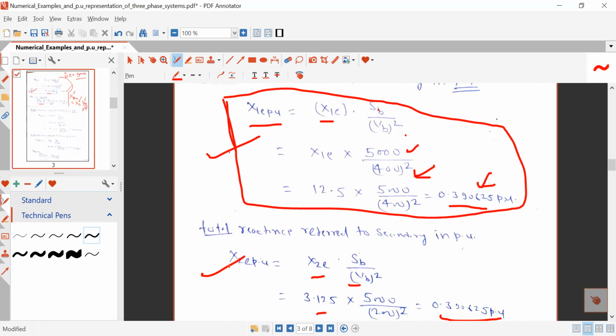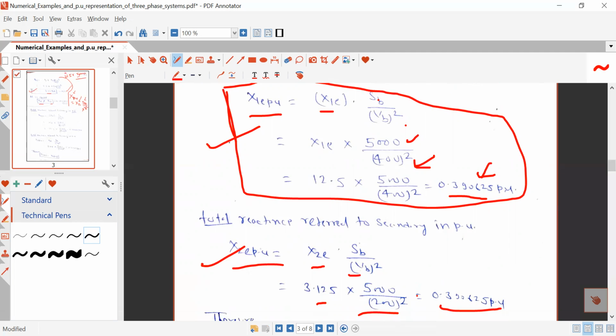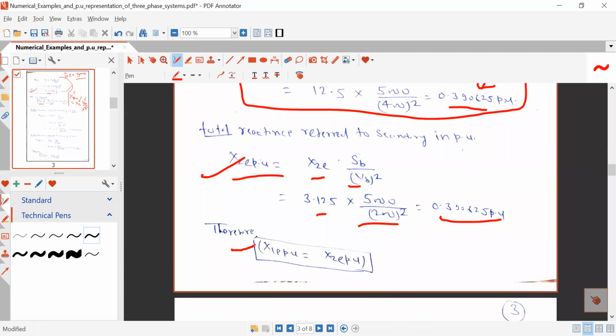So it is clear from these two equations that X1E per unit is 0.390625, and X2E per unit is also 0.390625. So you can see here the total reactance referred to the primary and the total leakage reactance referred to the secondary, these two values, are equal to each other. So this is the advantage of per unit representation.